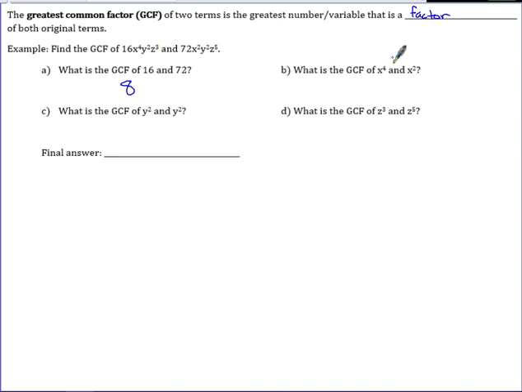Then you look at each variable. So there's an x to the fourth and an x squared. The greatest common factor there is x squared. They both have at least an x squared, so I could factor out x squared. Both terms have y squared, so my GCF there is y squared. And then z to the third, z to the fifth, my GCF there is going to be z to the third. Okay, so the greatest common factor, I'm going to put all of these things together. So 8x squared, y squared, z to the third.